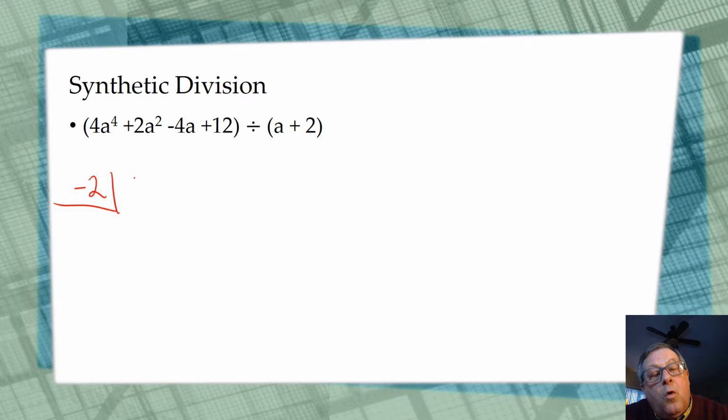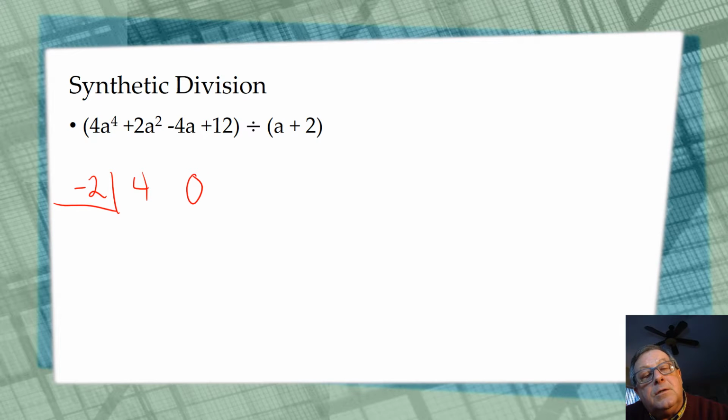So I've got a 4a to the fourth. But I don't have an a cubed. And I've got to account for that by substituting in 0 for the coefficient of a cubed. I don't have an a cubed. I got 0 a cubed, so my coefficient is 0.